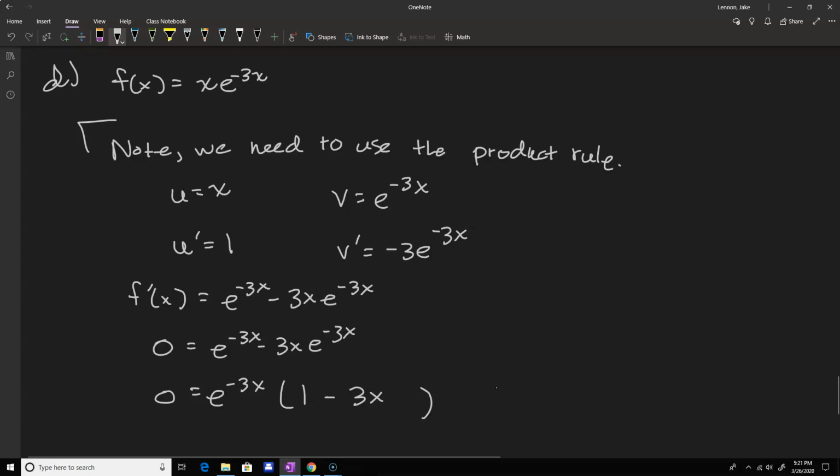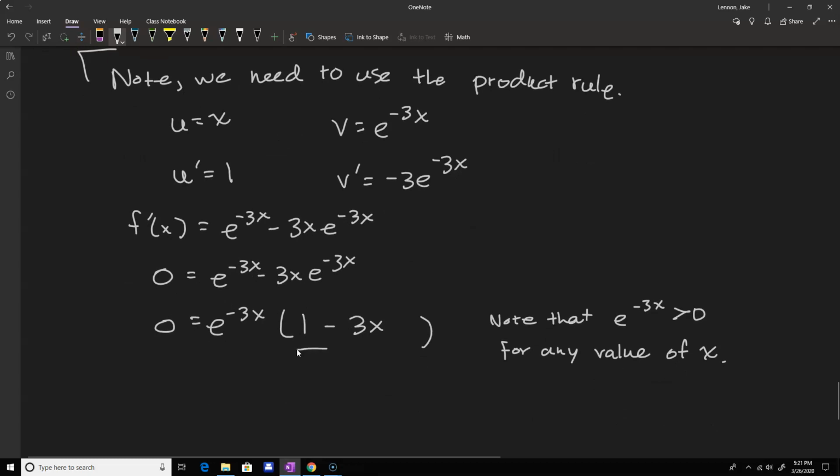So let's, again, just make a comment. Note that e to the minus 3x is greater than 0 for any value of x. So the only thing that can be 0 is what's in the parentheses right here, 1 minus 3x. So 0 equals 1 minus 3x. We can solve that, and we get 1/3 is equal to x. So you just add 3x and divide by 3, so x is equal to 1/3. That's our only critical point for this problem.